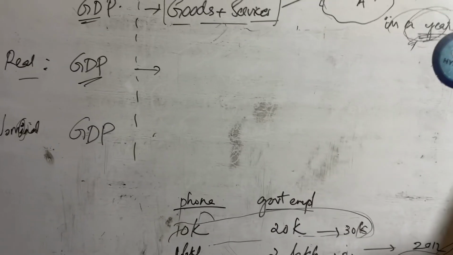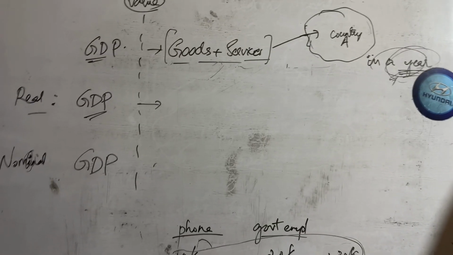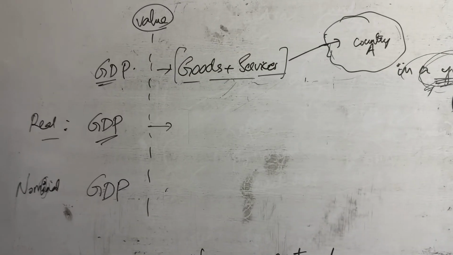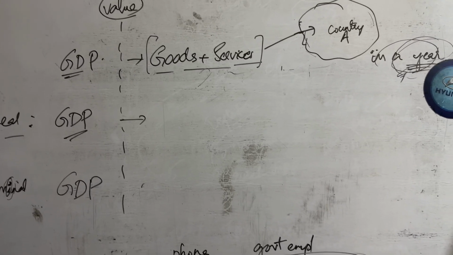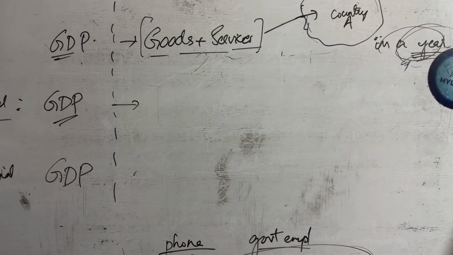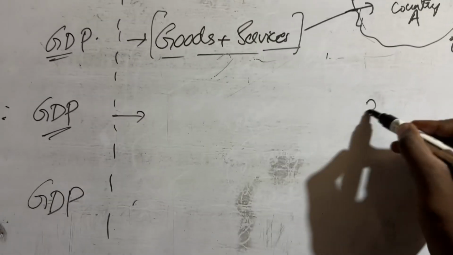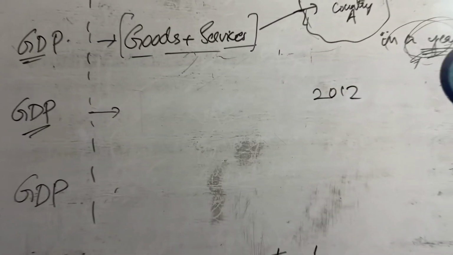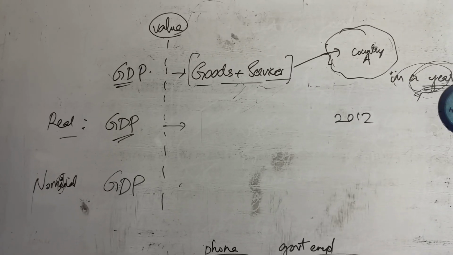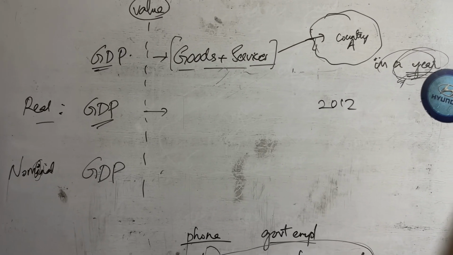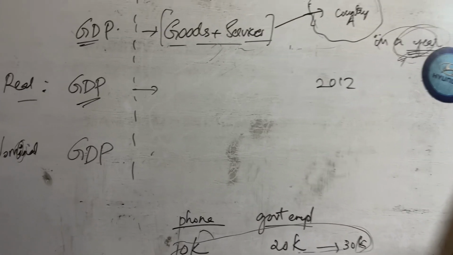nominal GDP. Okay. And if I'm doing it for a particular year, the government has taken this year as a base year, and the base year the government has taken is 2012. So if I'm calculating it for 2012, then it is called real GDP. Okay, so that is the basic.